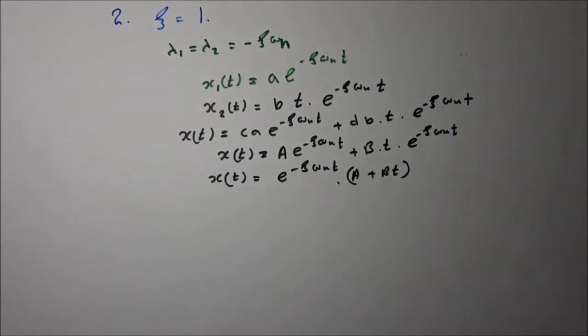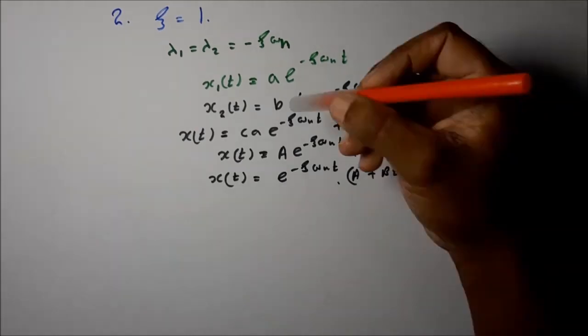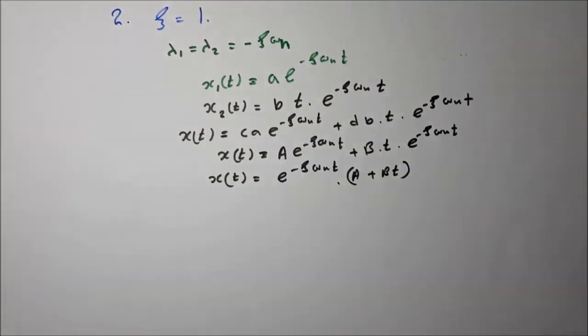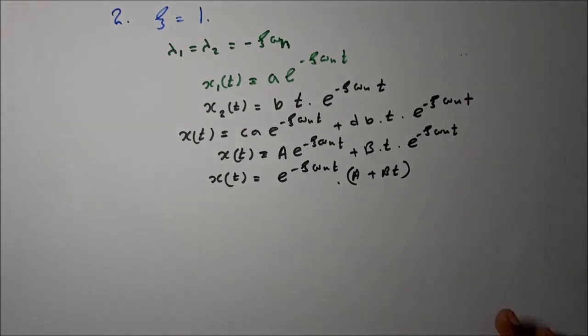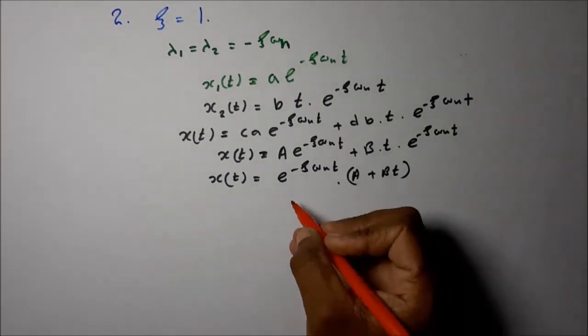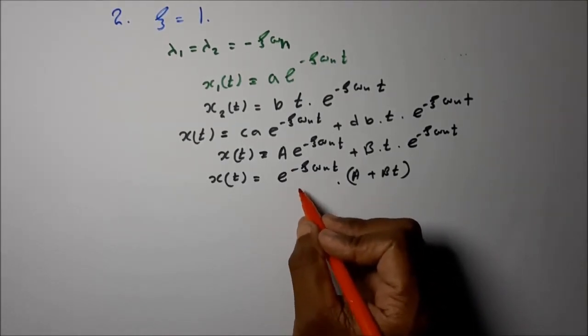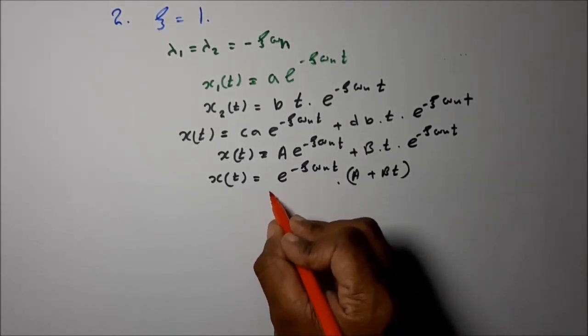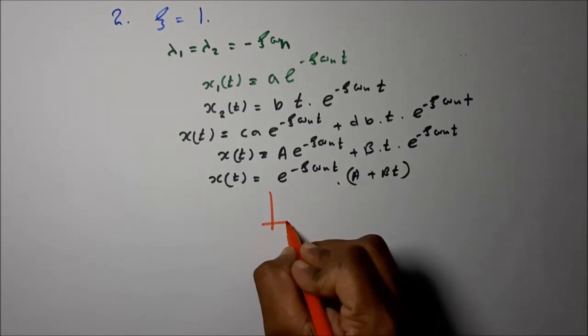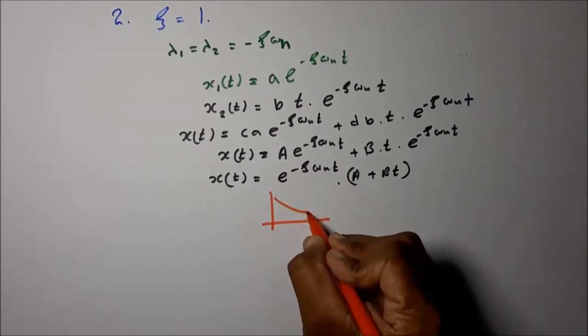Then this is the equation of motion for the situation where theta is equal to 1. This is how the system behaves. What is the function of this format? You can see the negative exponential function. That means it has this kind of curve.